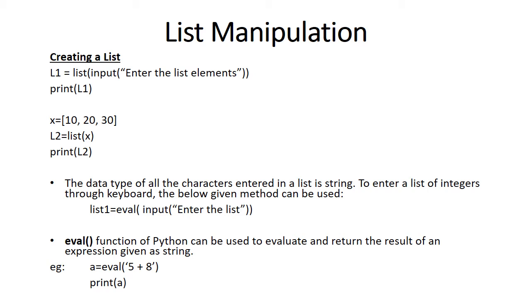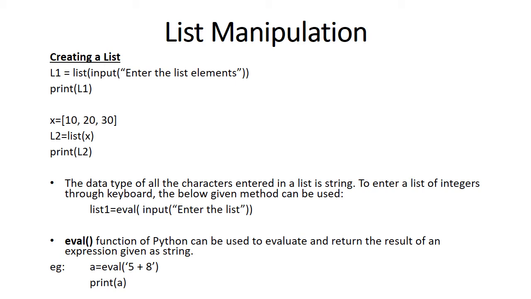To enter a list of integers through keyboard, the below given method can be used. That means by default, when we enter any elements or members into a list, that will be a string. For example, if we are saying list 1 is equal to list of input of enter the list elements, whatever members we enter will be strings. Suppose you want to enter integers, for that you have to use a function called eval. Example given below. List 1 is equal to eval of input of enter the list. So all the members will be integers.